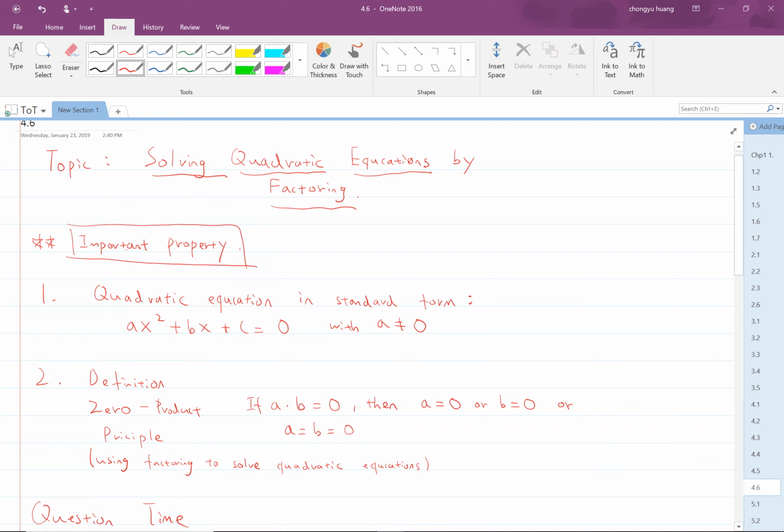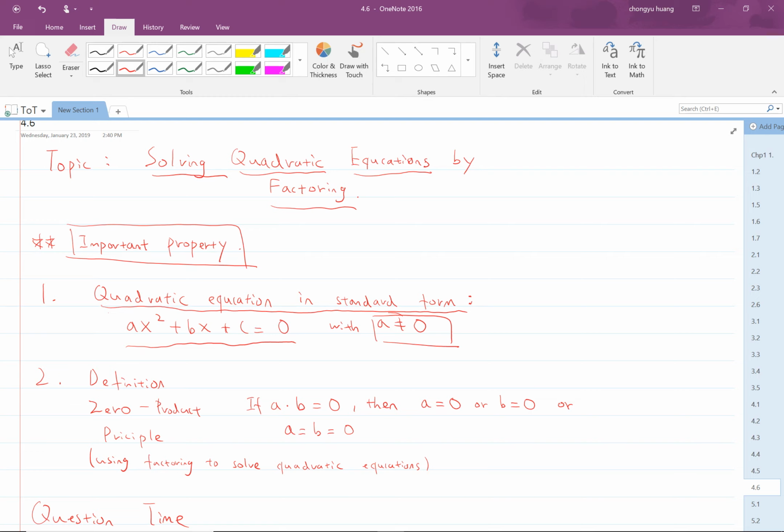As you can see, the first property is the quadratic equation in standard form, which is ax squared plus bx plus c is equal to 0, with a not equal to 0. Definitely you need to remember this. This is important stuff.